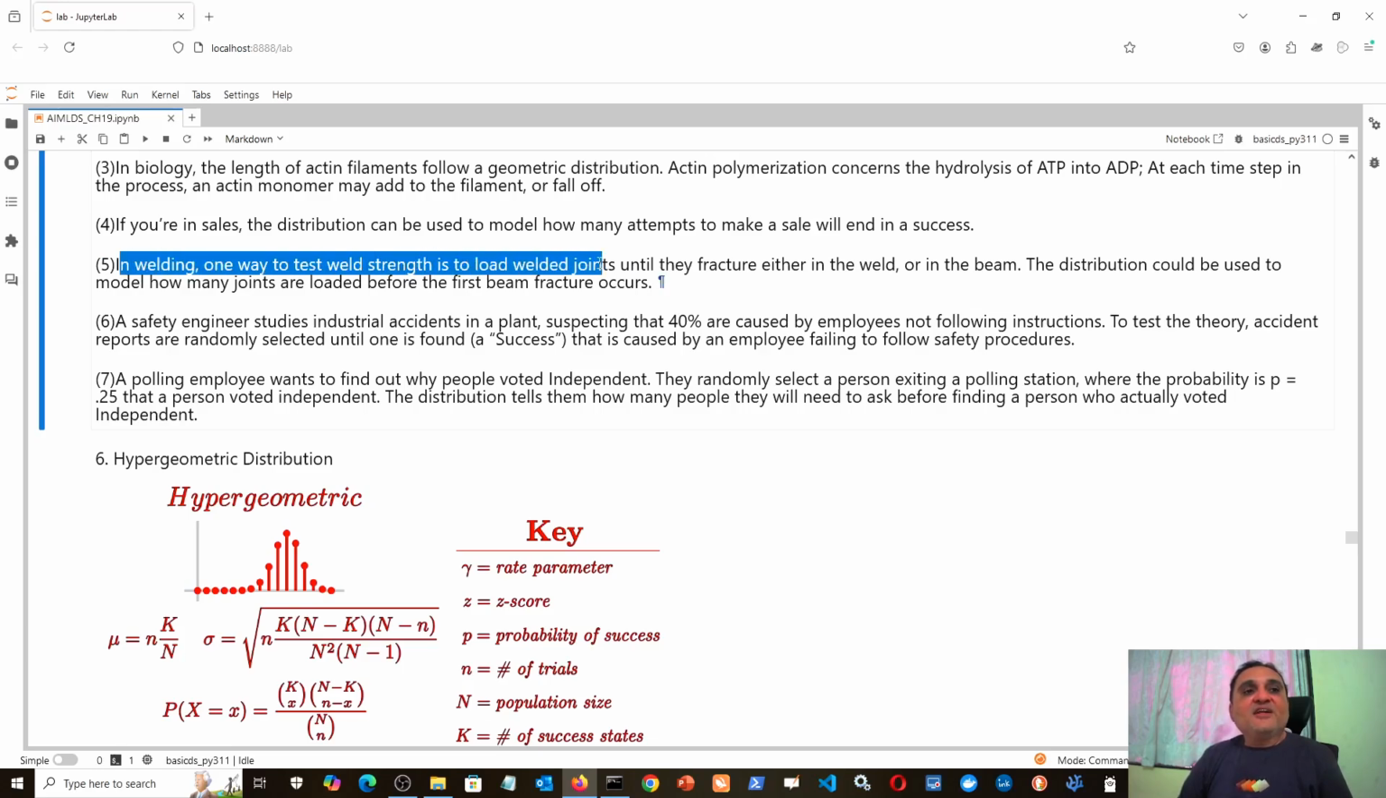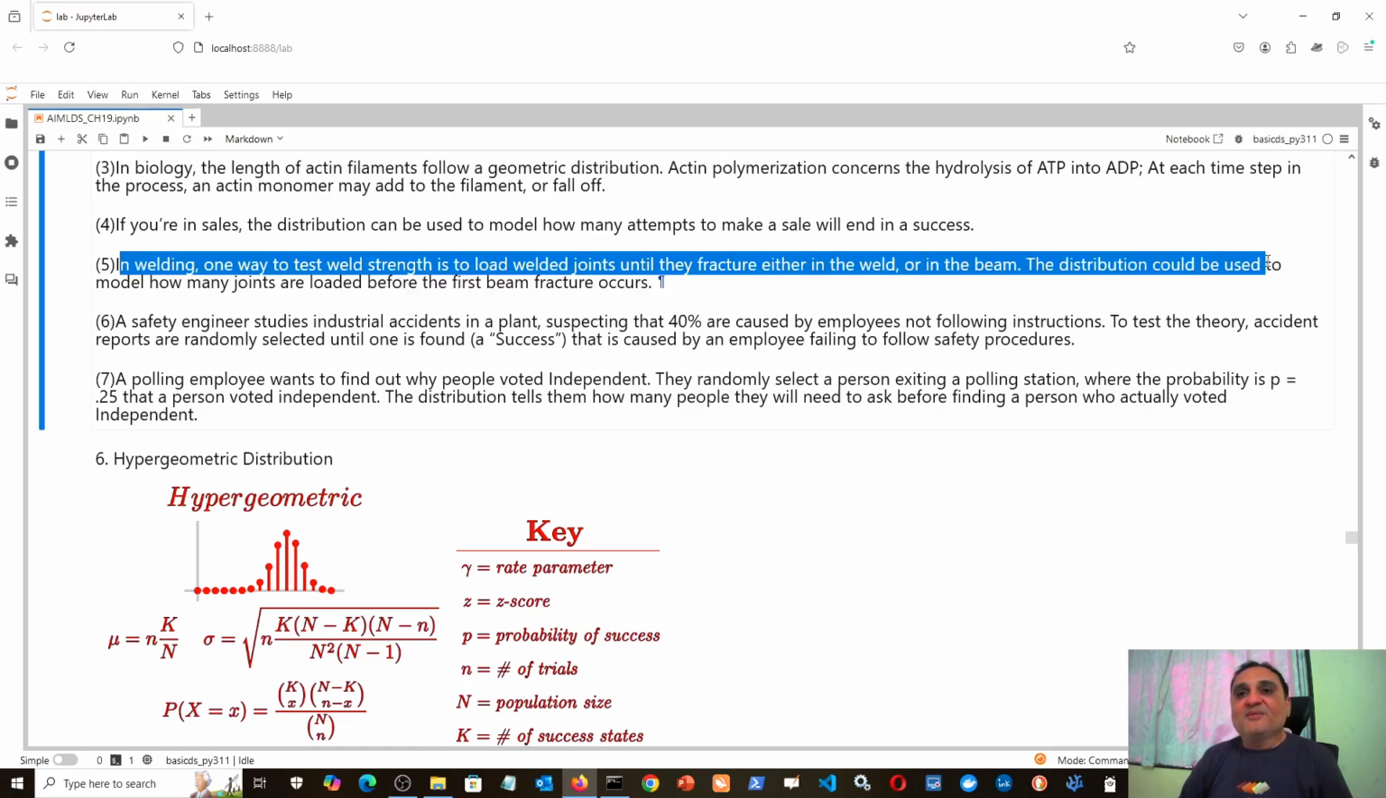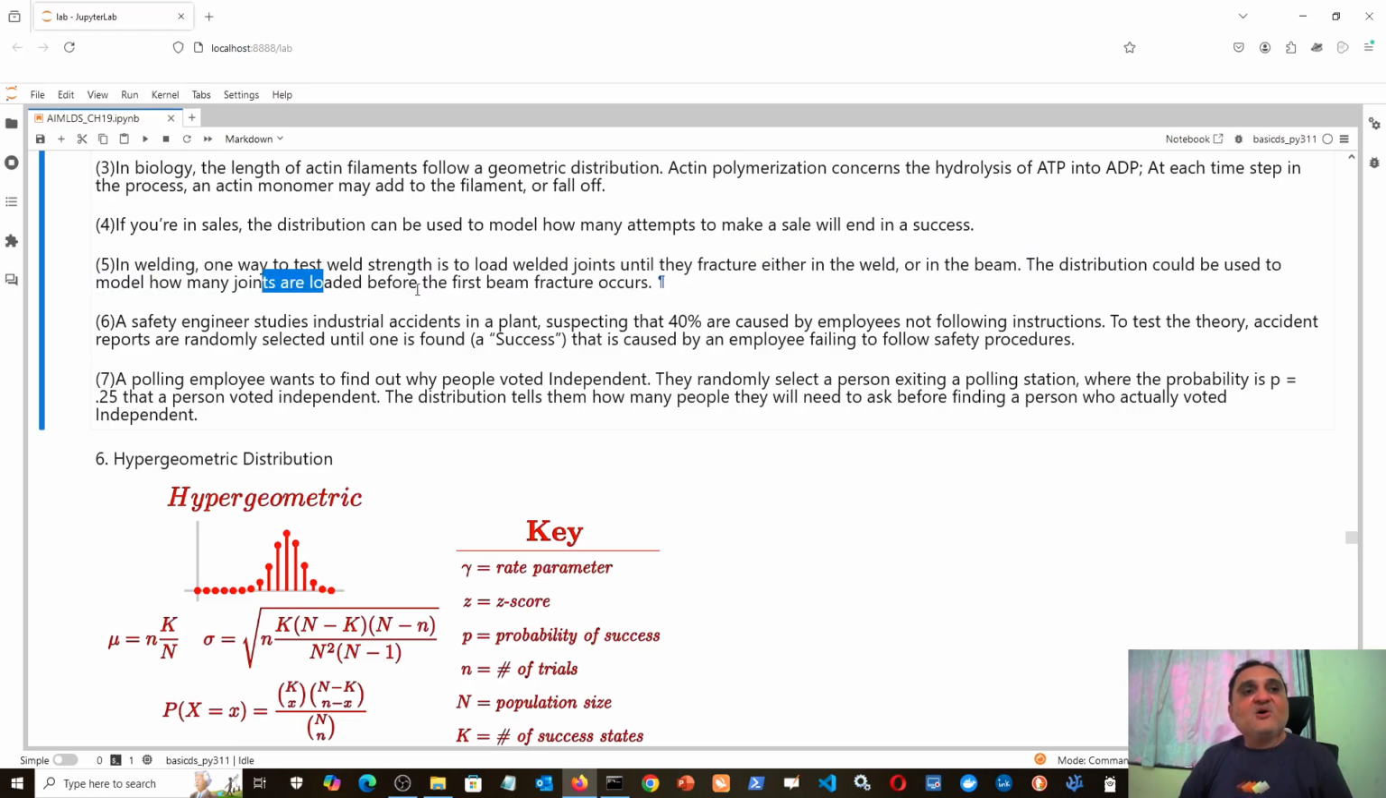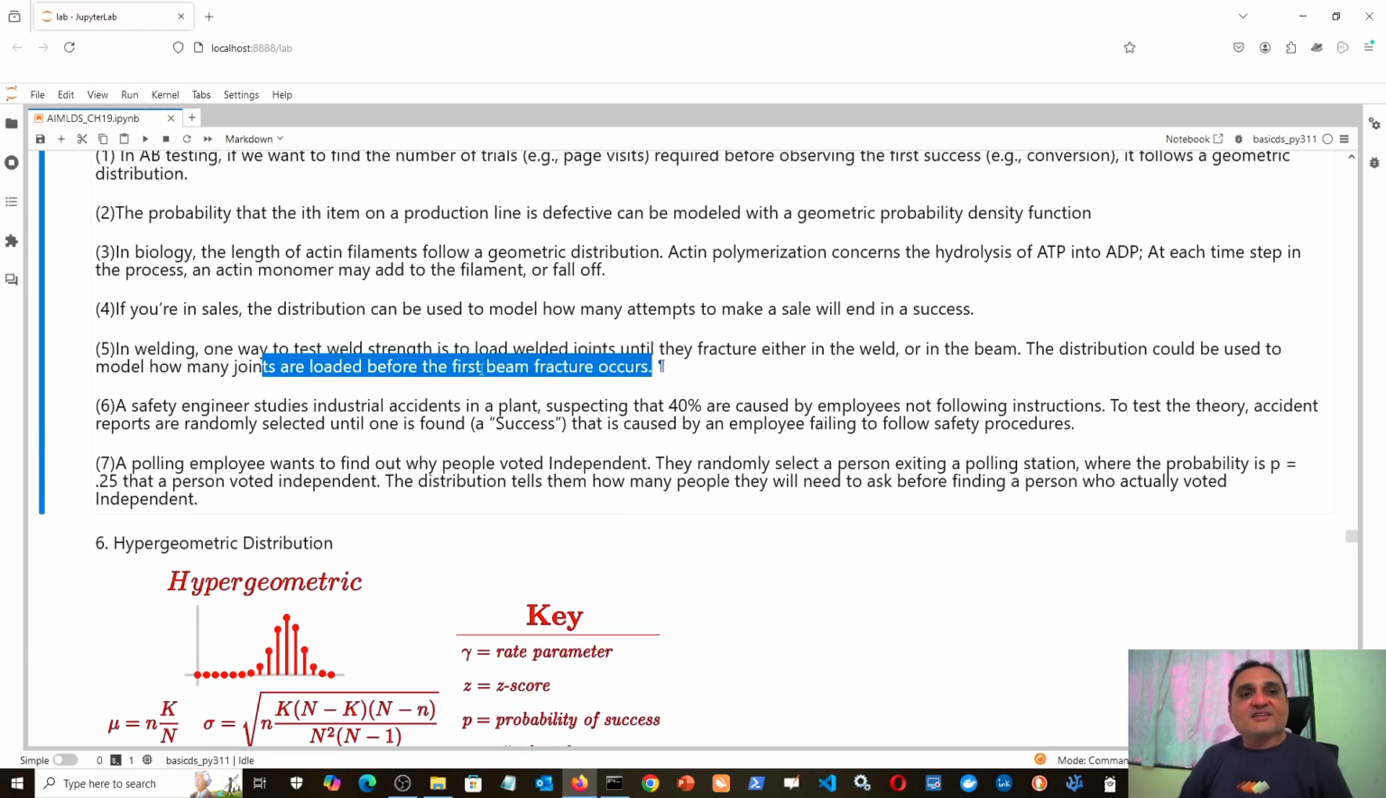In welding, one way to test weld strength is to load the welded joint until it fractures, either in the weld or in the beam. That distribution can also be used to model how many joints are loaded before the first beam fracture occurs. So here, what is the successful event? The fracture occurs in the beam.